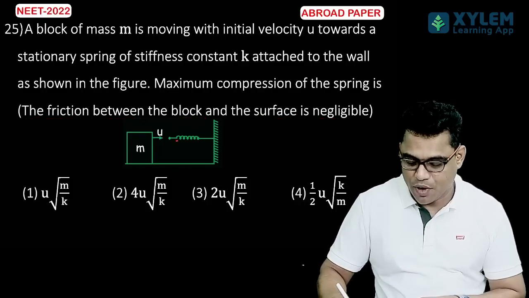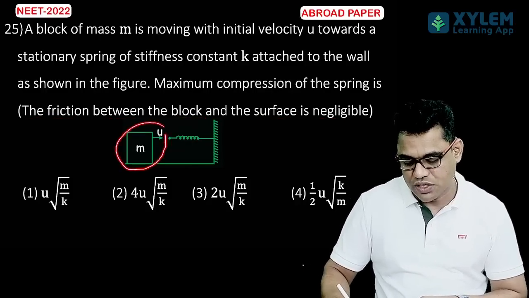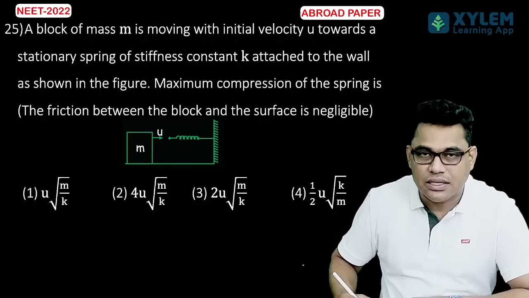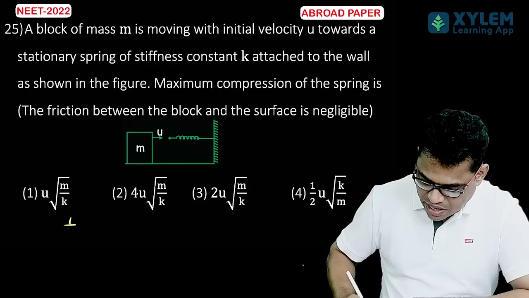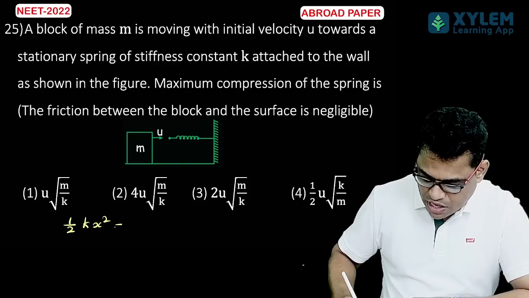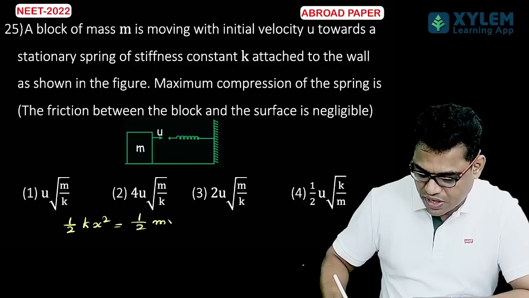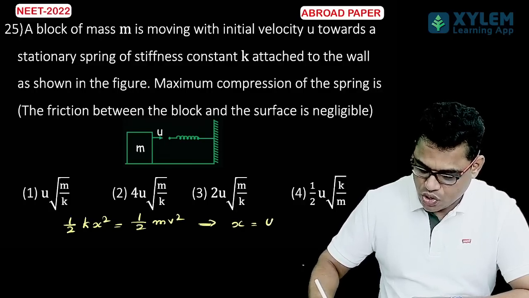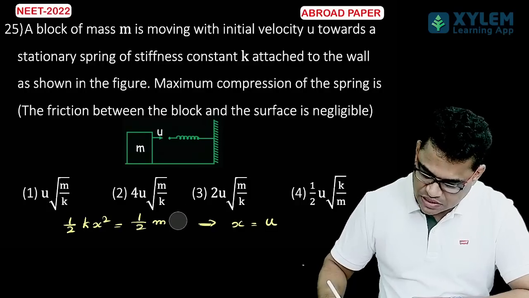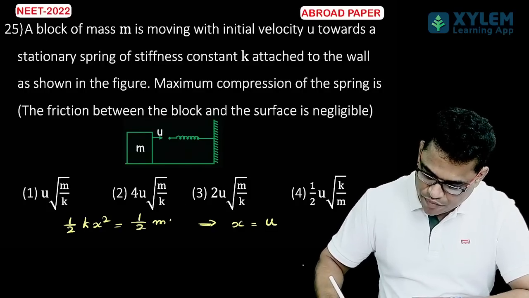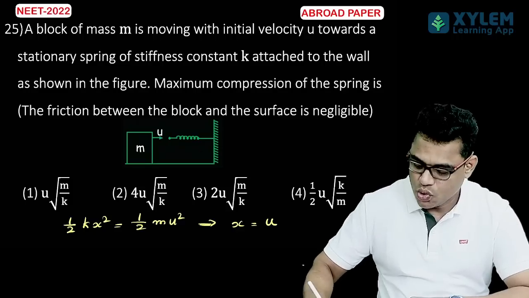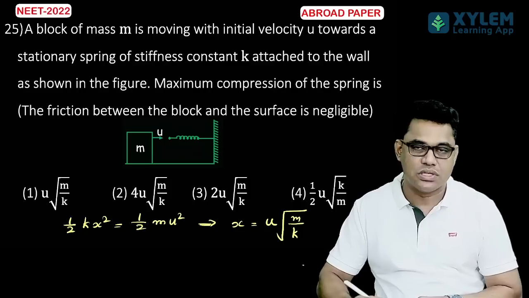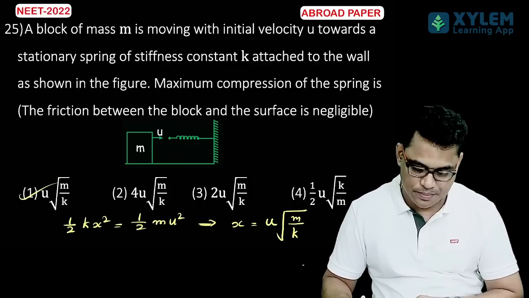Therefore, what happens at the time of maximum compression is that the kinetic energy of this block turns into the potential energy of the spring. Therefore, half k x square, where x is the maximum compression, must be equal to the kinetic energy of the block, half m v square. Half can be cancelled from both sides. Here, velocity is given as u, not v. Let me correct it: half m u square. Therefore, x is equal to u root m by k. Is there such an answer? Of course. Here is the answer: u root m by k.